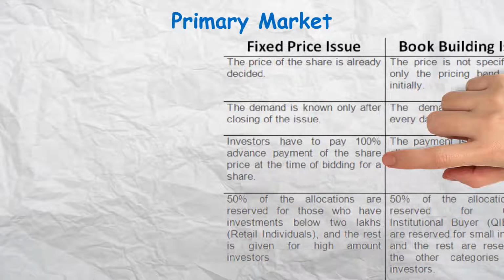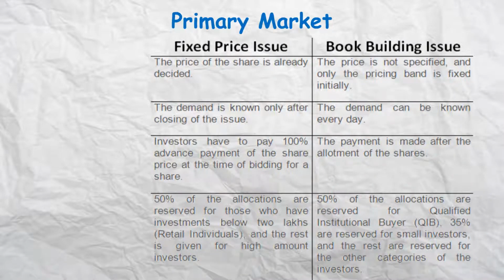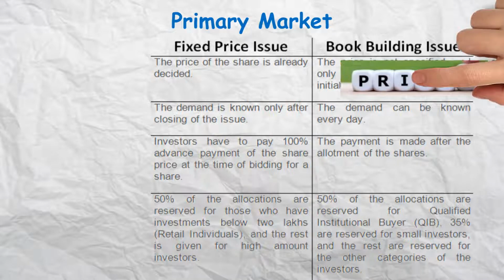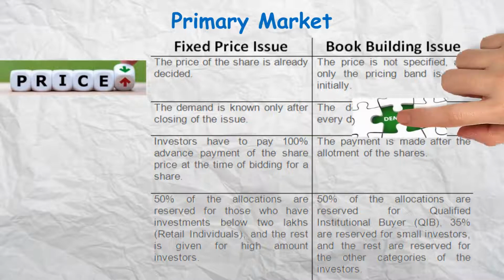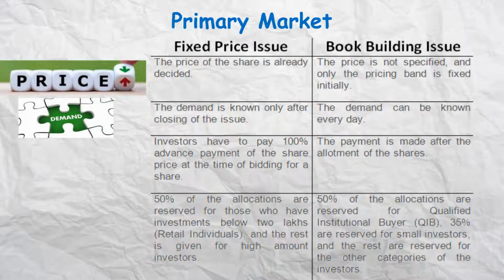Let's check out some key differences between fixed price issue and book building issue based on certain important parameters. The first parameter we'll be considering is pricing. In a fixed price issue, the price of the share is already decided, whereas in a book building issue, the price is not specified and only the price band is fixed initially. The second parameter is demand. In a fixed price issue, the demand is known only after closing of the issue, whereas in a book building issue, the demand can be known every day.